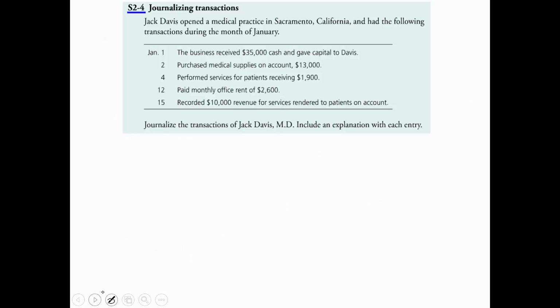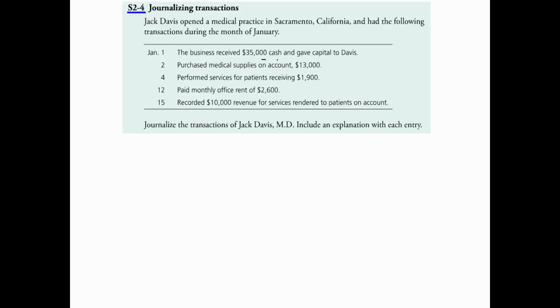So let's just look at a couple of these. This is in the demo problems. So Jack Davis opened a medical practice in Sacramento, California. He had the following transactions during the month of January. So the first one is that the business received cash and gave capital to Davis. So if we walk through our steps, the first thing we do is figure out which accounts are affected and what type of accounts they are.